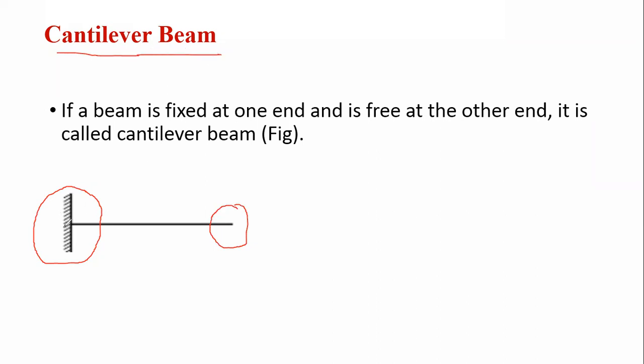And as we know, the fixed end is subjected to three kinds of reaction: one vertical reaction, one horizontal reaction, and one resisting moment. Okay, and at the free end there is no reaction, that's why zero reaction at the free end. Such a beam is called a cantilever beam.